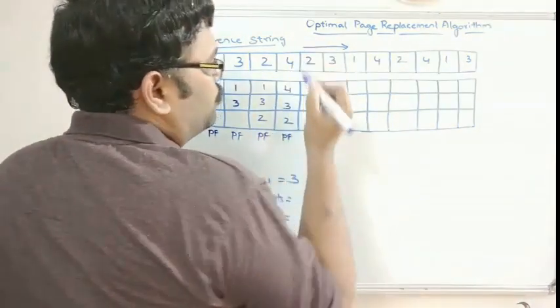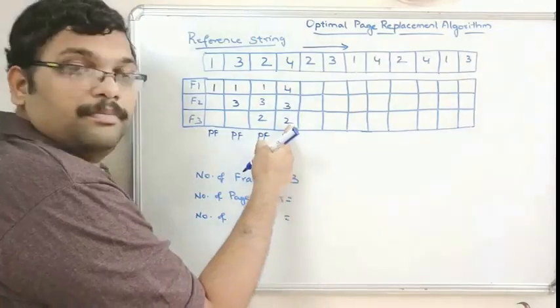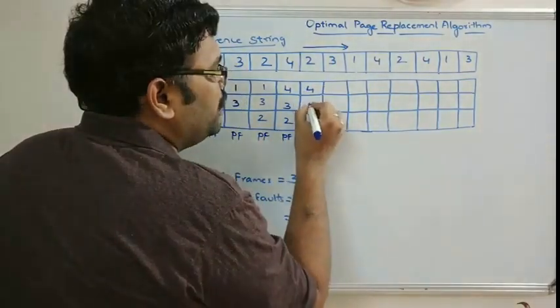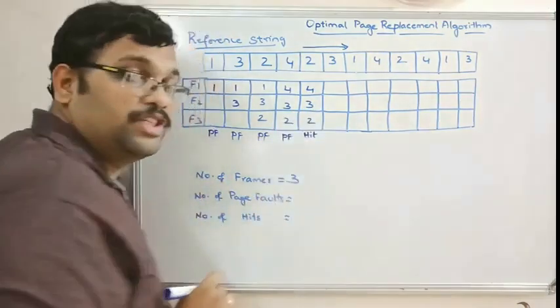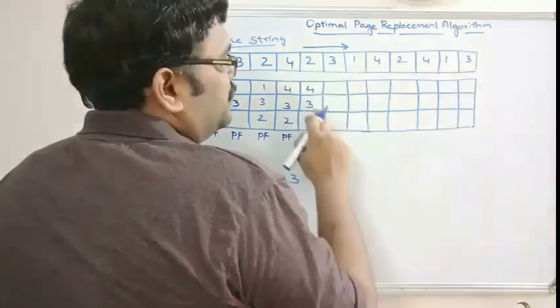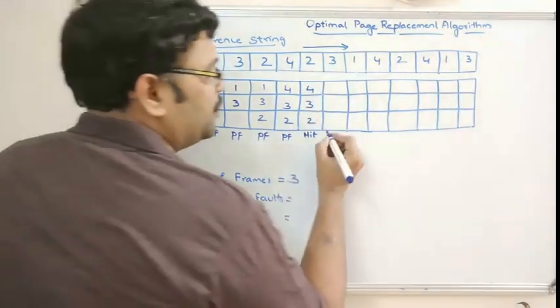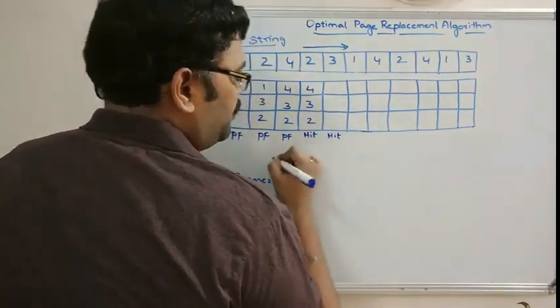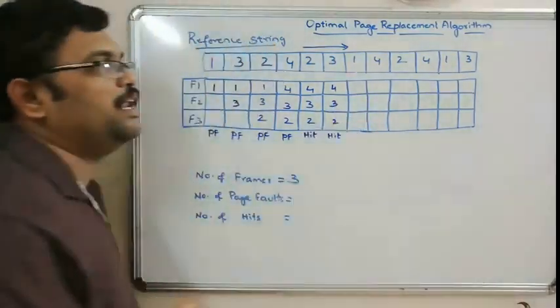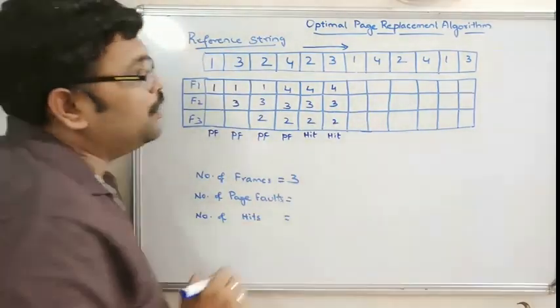Now again 2 is available in main memory, so it is a hit, no page fault. So we need not change any page. We need not swap in and swap out the pages. Again 3 is also available in the main memory, so again it's a hit, not a fault. Again there is no need of replacing any page. Now 1.